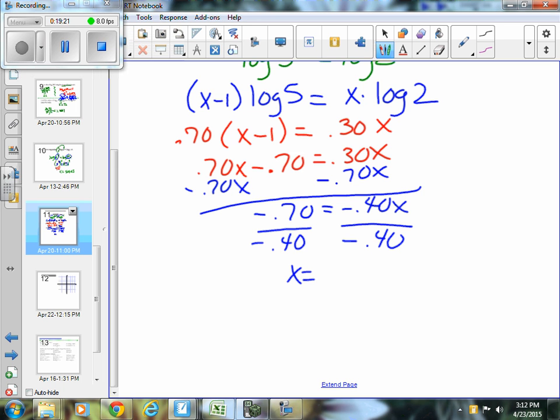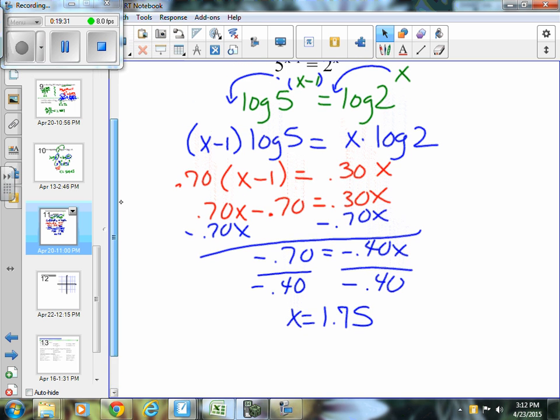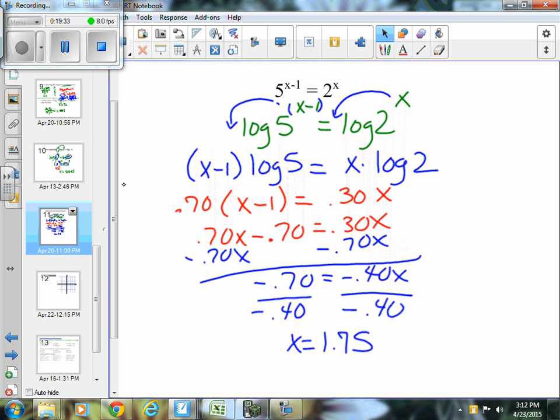And my x value, I got about 1.75, I think, with those values. It's going to be a little bit off again because we rounded. If you want more accuracy, obviously we can go to more places. But if I wanted to check and make sure that answer is true, I can plug 1.75 back in for each of those. So 5 to the 1.75 minus 1 should be pretty close to 2 to the 1.75 power. See that that's the same.